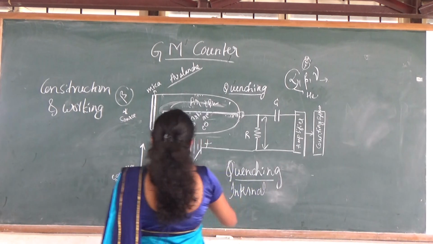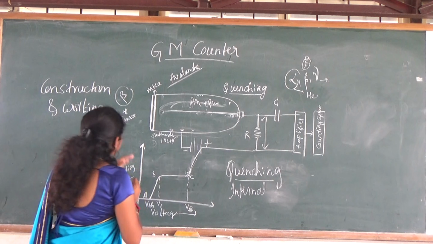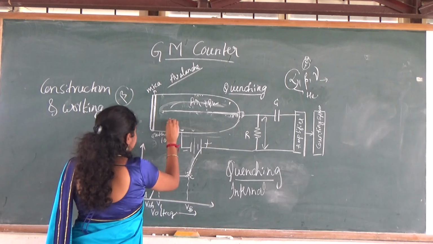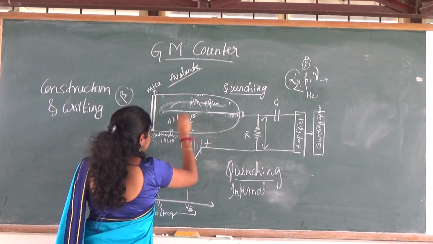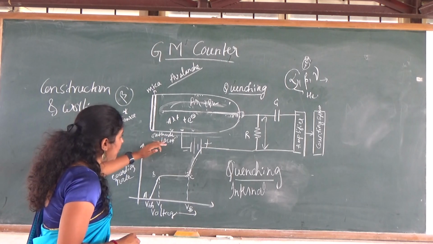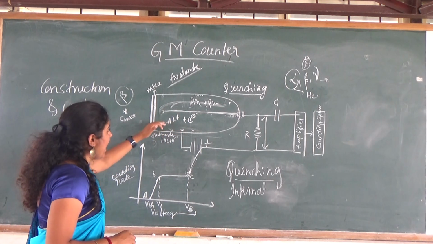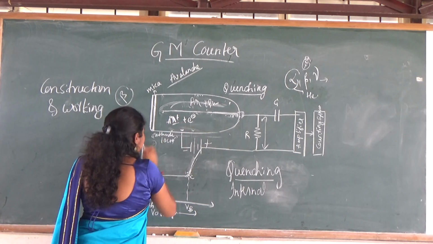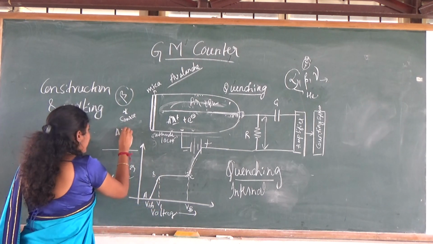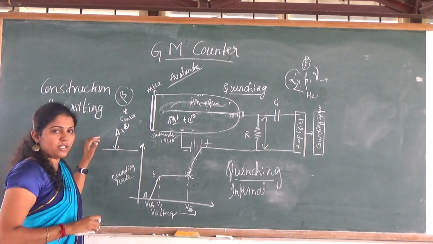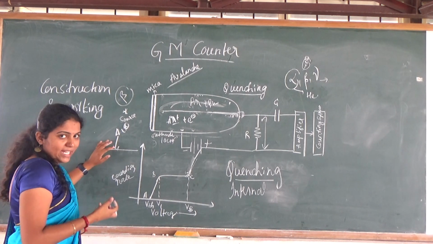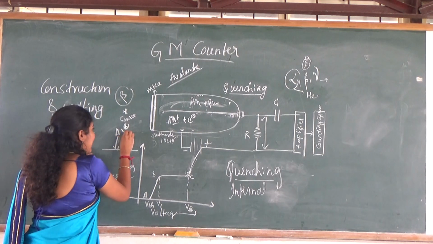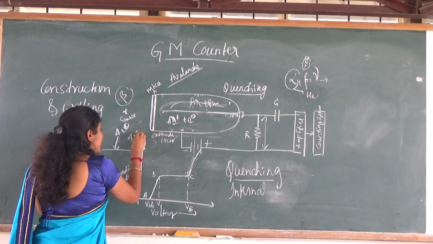What happens? Whenever radiation from the source comes inside the tube, there is a formation of argon plus and an electron. The argon ion will move towards the cathode, and the electron will move towards the anode. During neutralization, when the argon ion hits the cathode, it gets an electron from the cathode.